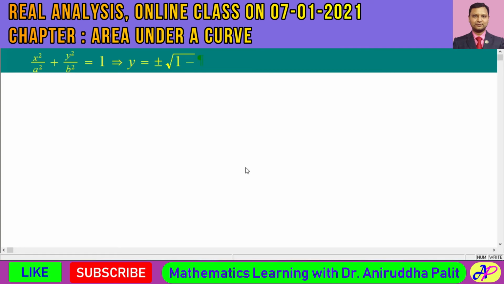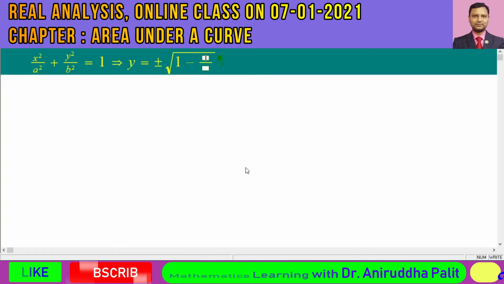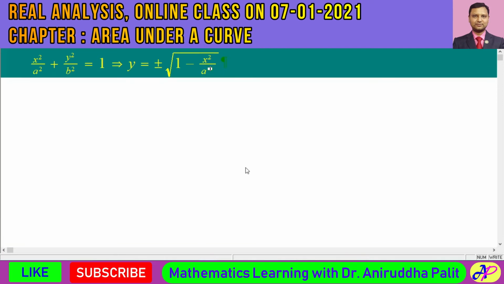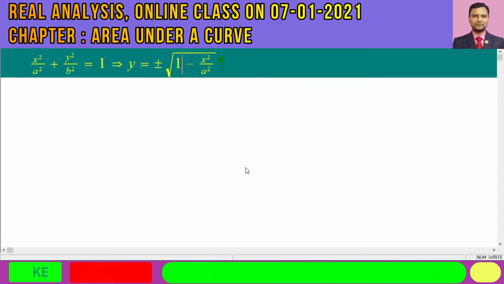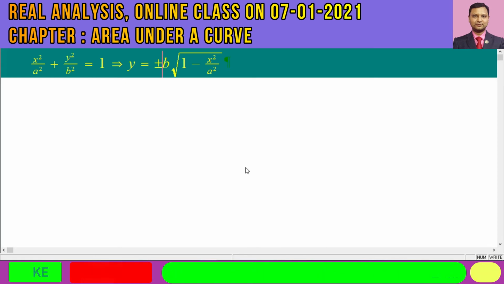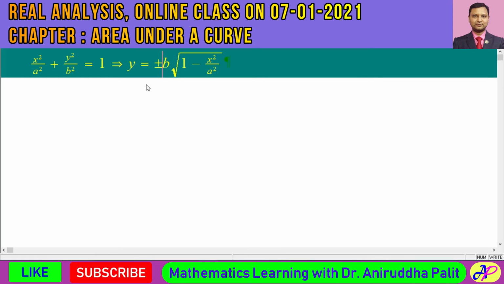1 minus x square by a square, and this should be multiplied by b. So y equals plus or minus b into root over of 1 minus x square by a square, that should be the expression of y. Now, what is the plus sign and what is this minus sign? What are their uses?